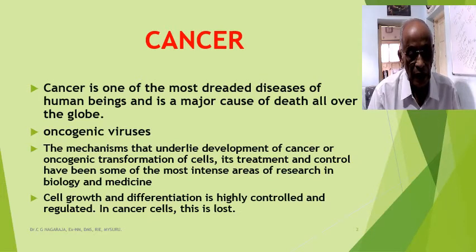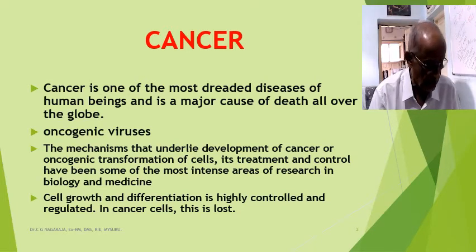Its treatment and control have been some of the most intense areas of research in biology and medicine today. Cell growth in our body, that is the normal cell growth in our body, is controlled by various regulatory systems. If these regulatory systems do not work for old cells, then such cells will become cancerous cells. So we'll try to know a little more in detail about the cancerous cells.